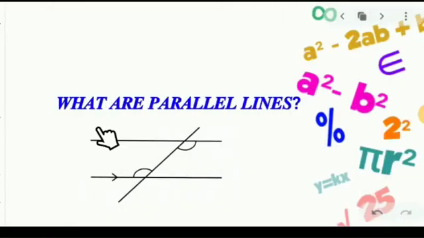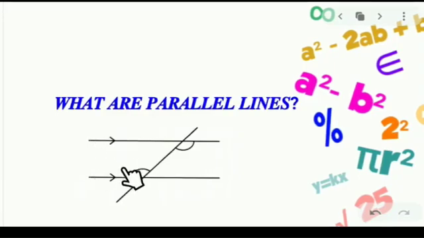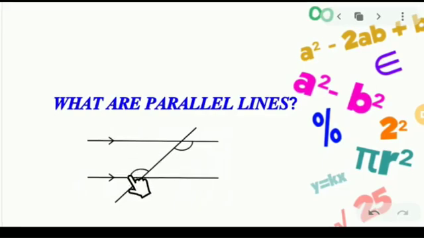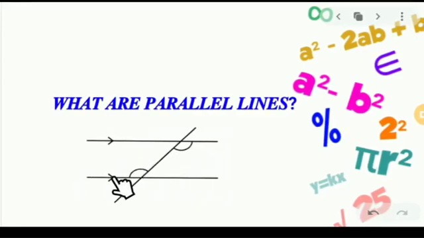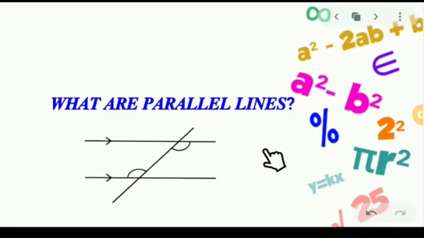So, the first thing that comes to our mind when we read the words parallel lines is: what are parallel lines? Parallel lines are a pair of lines which are on the same plane and are the same distance from each other. That is, the distance between this line and this line is equal. And these lines never intersect. That is, they will keep on going and going but will never meet at a single point.